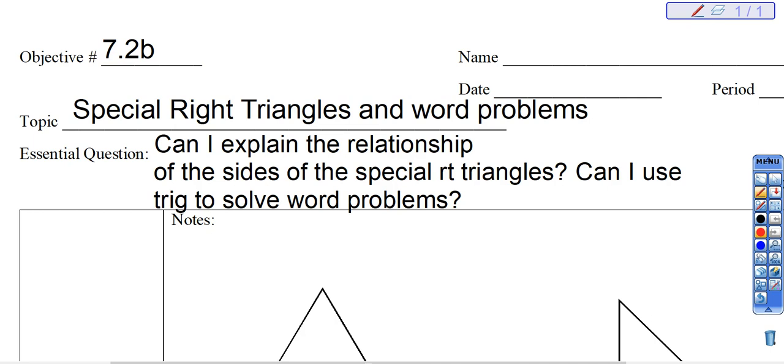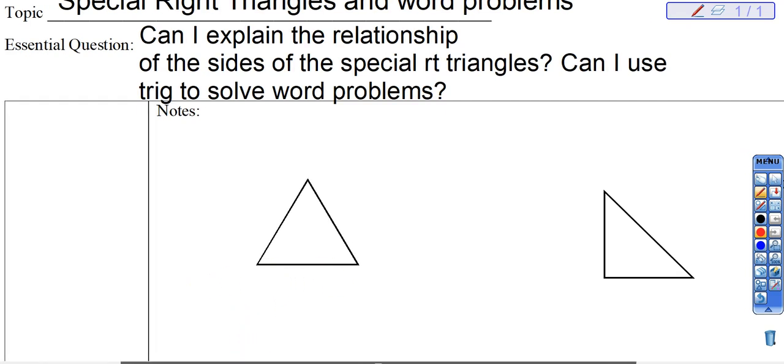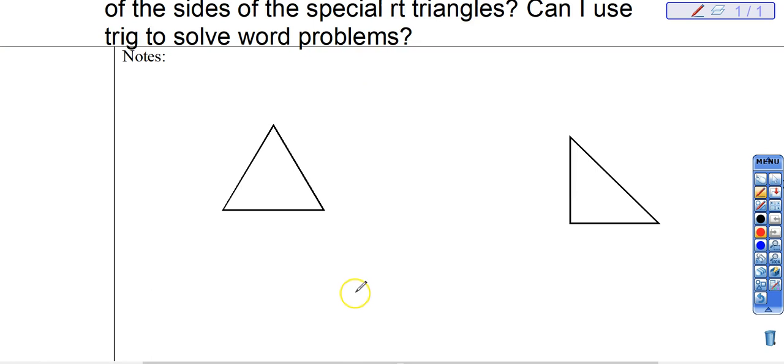Your essential question: can I explain the relationship of the sides of the special right triangles? And can I use trig to solve word problems? Okay, so first, let's start with what are the two special right triangles, and I did introduce them to you when we were working on your warm-up this afternoon.